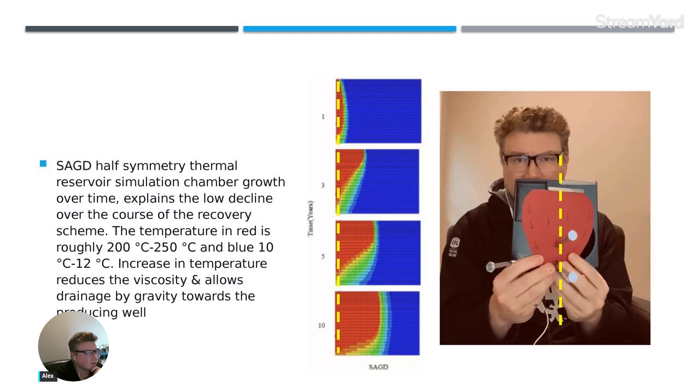It explains the oil rate decline over the course of the recovery scheme. And the temperature is red, so roughly 200 degrees. Why is that? Because of the viscosity chart, right? Remember, everything I'm talking about here is connected. All of those slides tell broader stories, but they're all interconnected. And the blue is the temperature in situ, which is about 10 to 12 degrees Celsius, which we can't flow. It's a hockey puck, right? So the increase in temperature reduces the viscosity and allows drainage by gravity towards the producing well. Make sense?